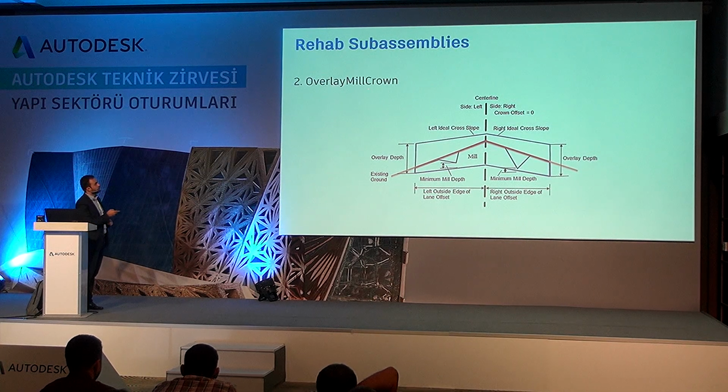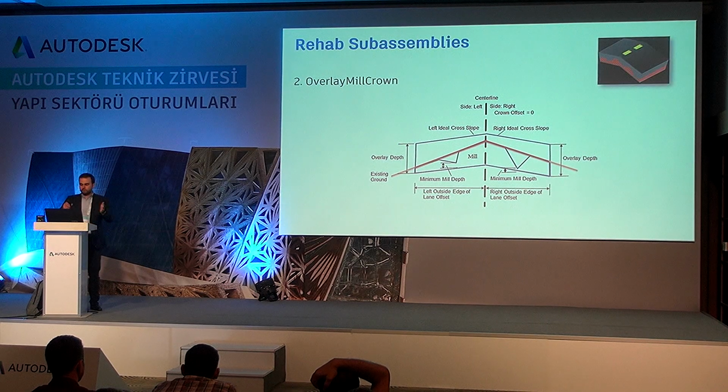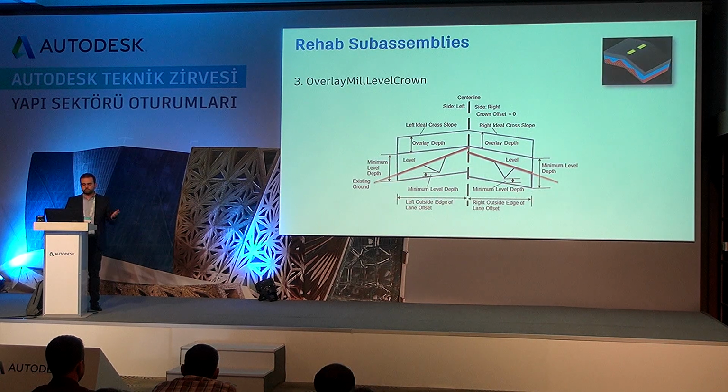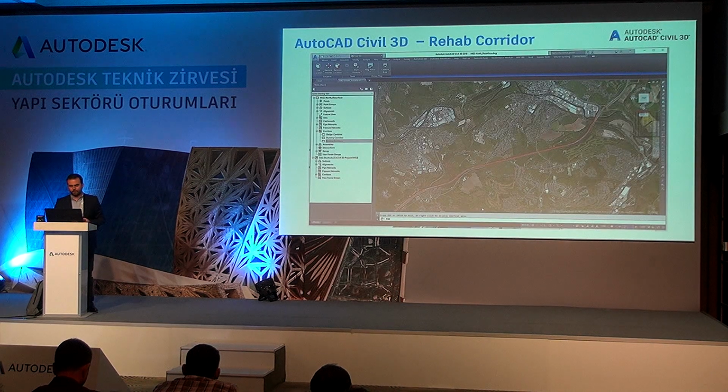The other one is Overlay, Mill, and Crown. Here we specify the milling depth, we excavate this, and then we overlay the material on top. Or else, the more detailed way of doing it is basically we have an overlay, we have milling, and we have leveling. So we excavate this area, we do some leveling, and then we do some milling, leveling, and then laying on top.